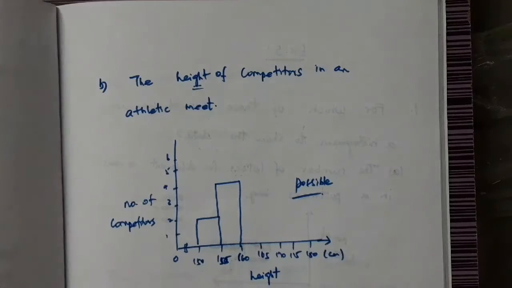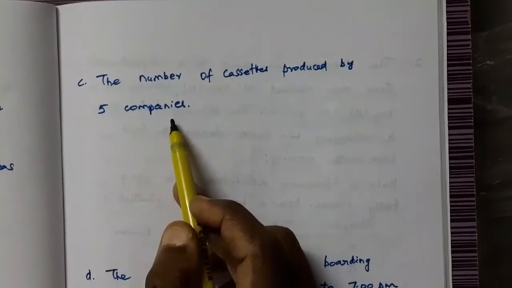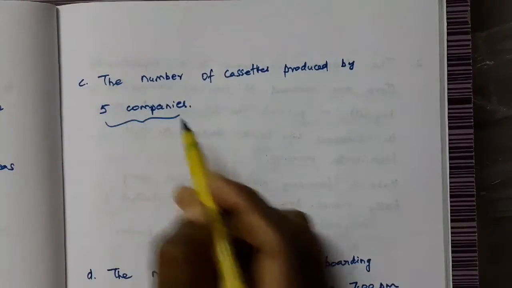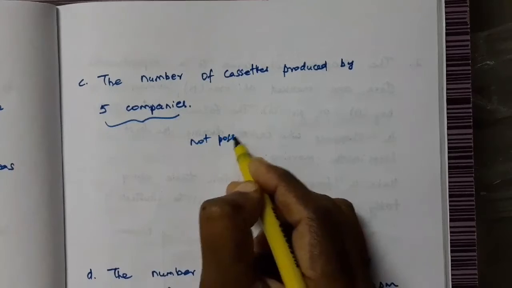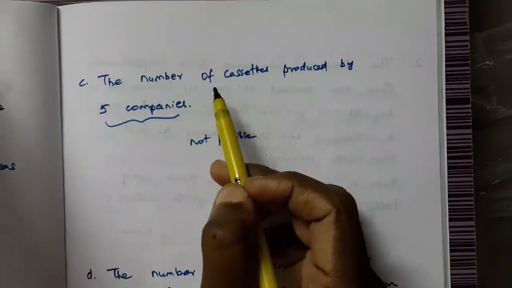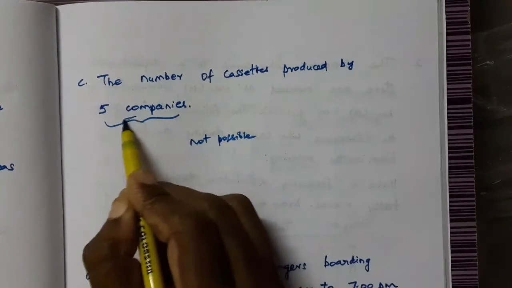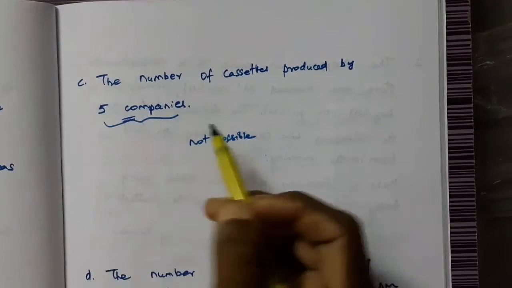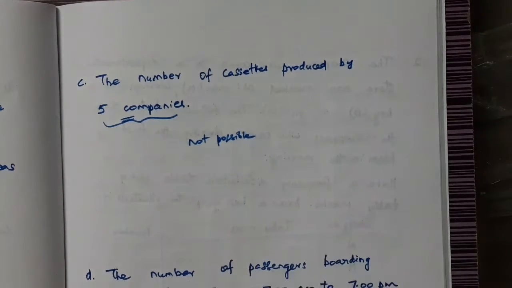The next is the number of cassettes produced by 5 companies. Here, with these 5 companies, it is not possible because it is not possible to split into class intervals. We can say the number of cassettes produced is 5, 6, 7, some numbers, but with these 5 companies it is not possible to have class intervals. So it is not possible to draw a histogram.